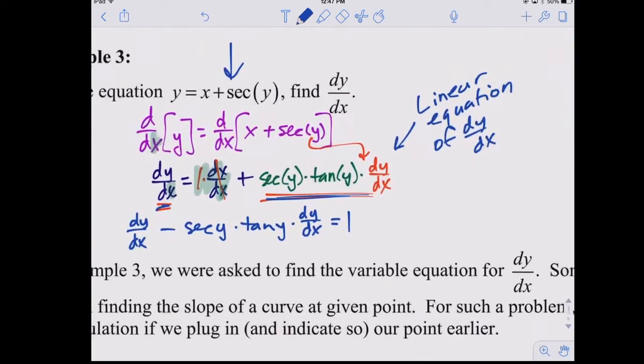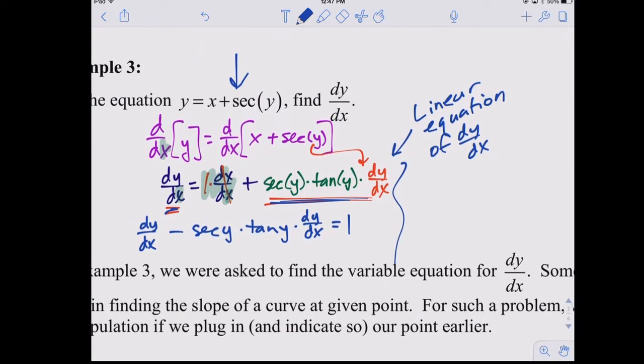All right, the next step from here is to do what? You have 2 terms. You're trying to get a single dy/dx. You need to factor it out from both terms. Because they're not like terms, but we can still factor out the dy/dx. Very important first step here.